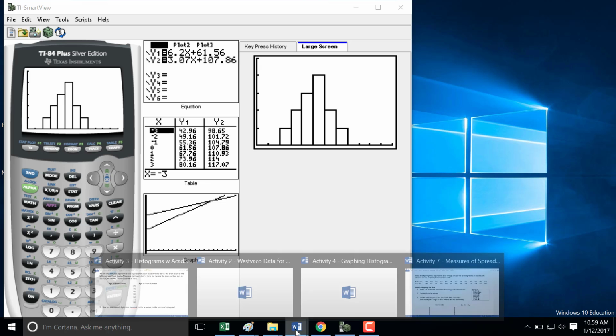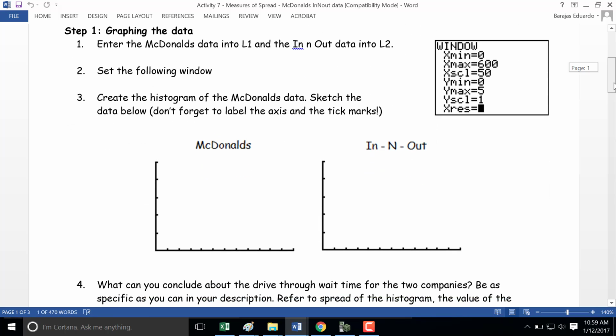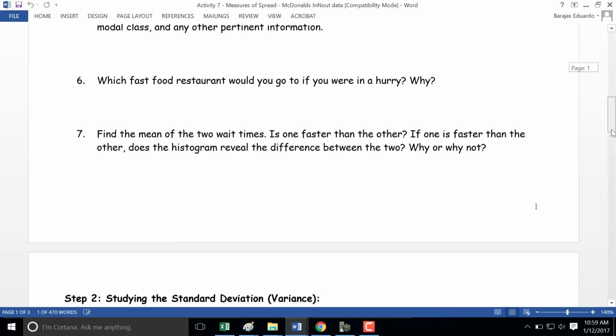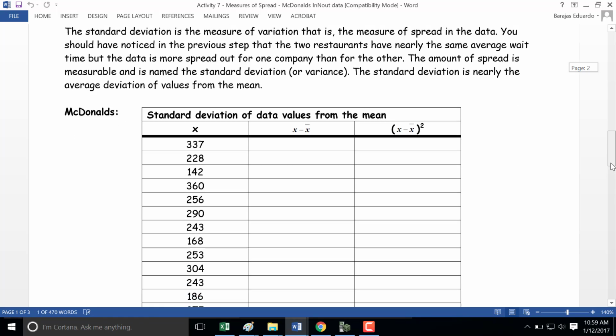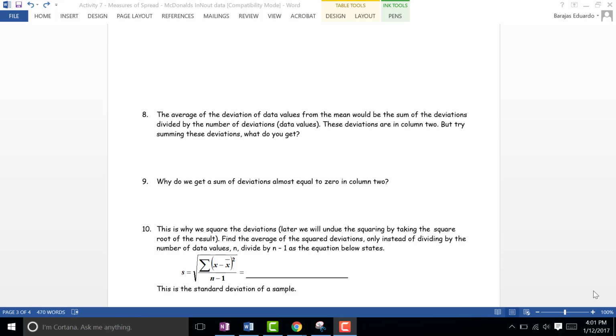Okay, so now let's go back to our equation. So hopefully you were able to get all these histograms, you drew them in there. Now let's find standard deviations. Okay, so the equation that is given is this one. However, there are a few variations. There's a couple of equations given to you in your book, so let's take a look at those.